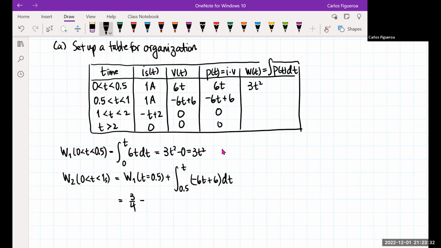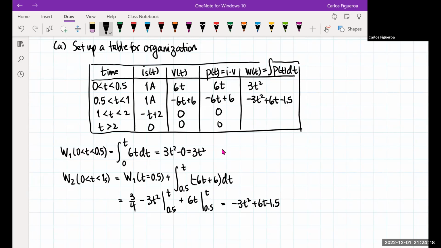Now, if I integrate the first term, I'm going to get minus. I'm going to integrate 6t, which will give me 3t squared, but I have a minus sign. And that goes from half a second to t. And then my second term is going to be 6t, which goes from half a second to t. So if I put in my numbers, I'm going to get finally minus 3t squared plus 6t minus 1.5. So my work is then going to be minus 3t squared plus 6t minus 1.5.